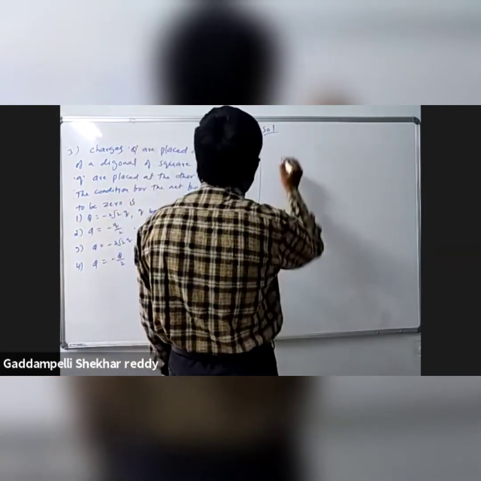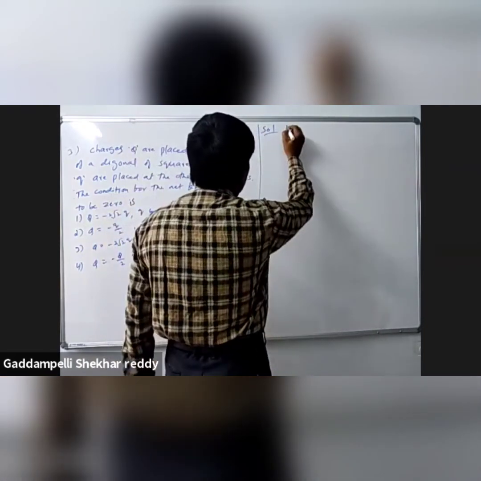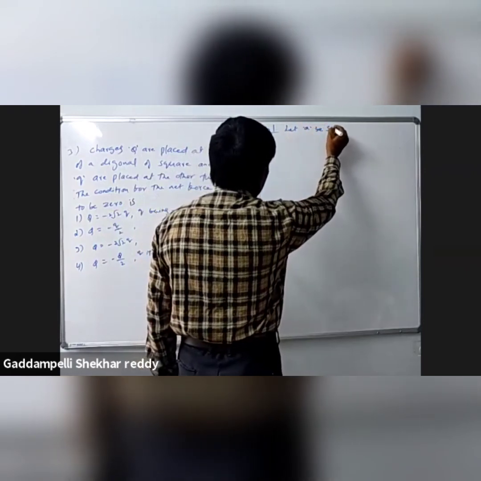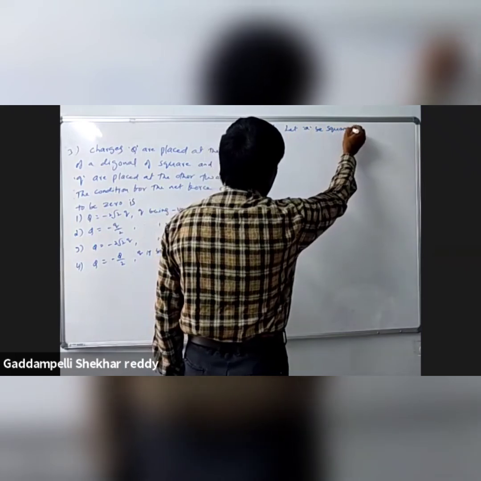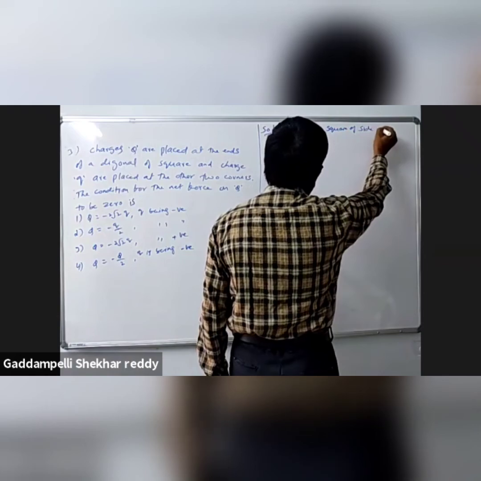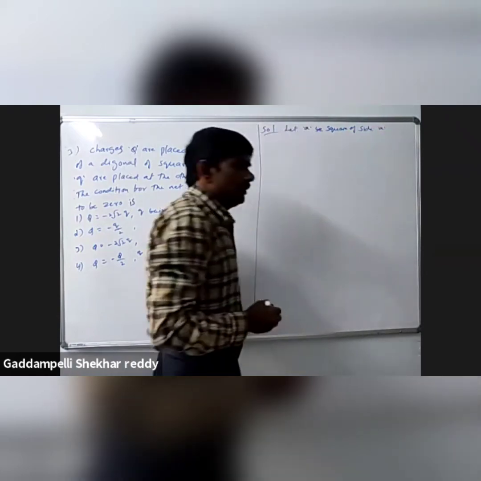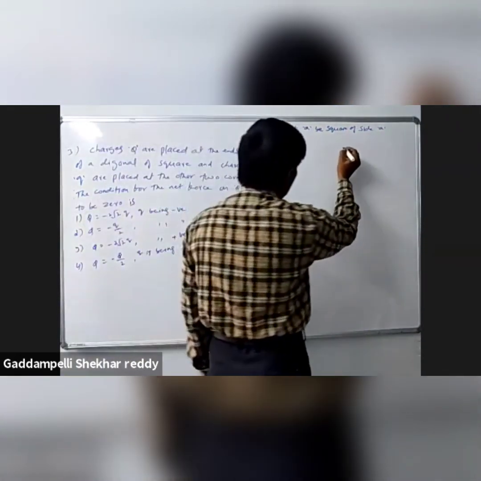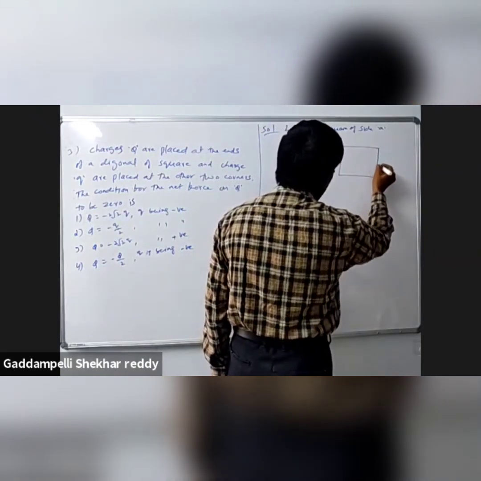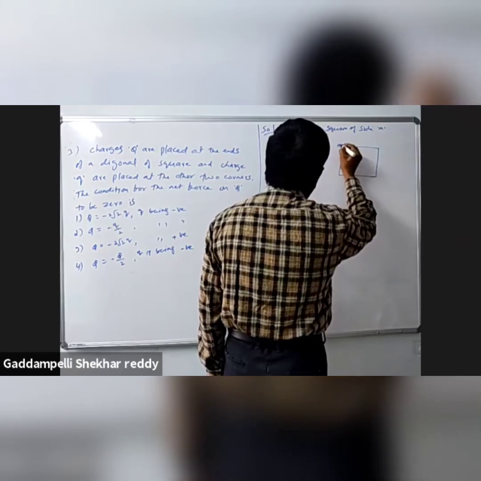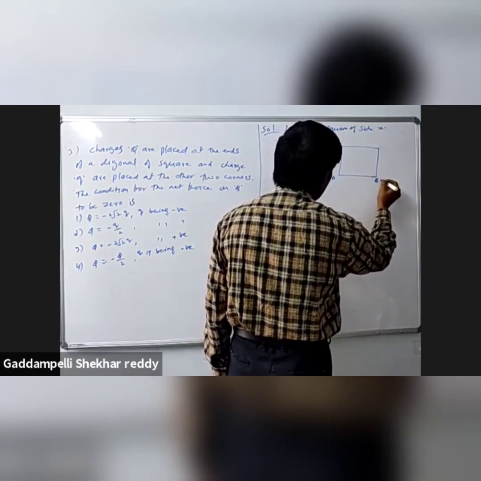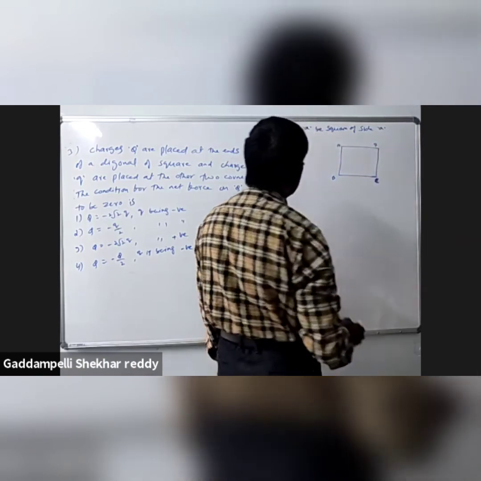So now, according to the given question, let ABCD be a square of side a. Now we draw the square of side a, with corner A, corner B, corner C, corner D.